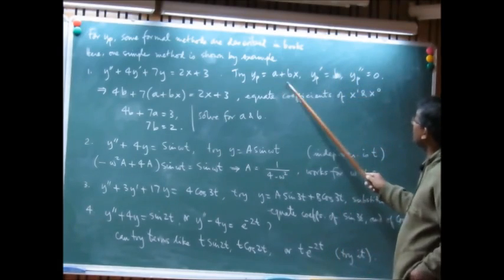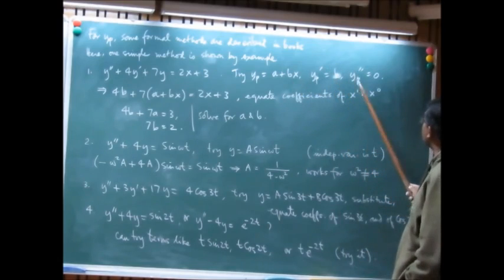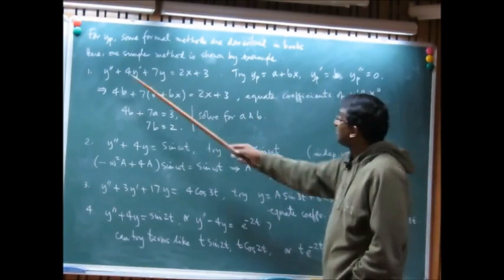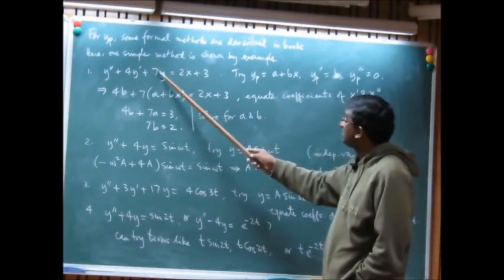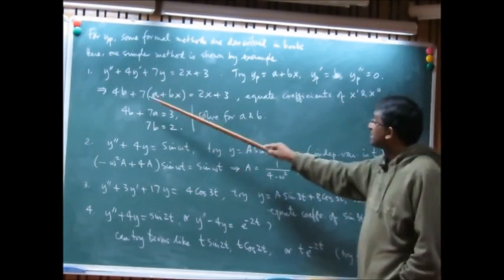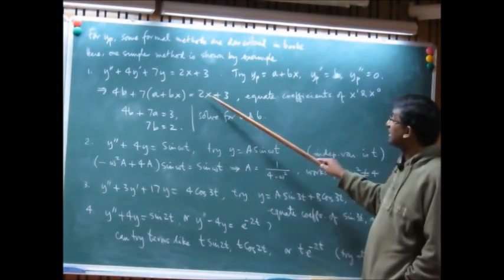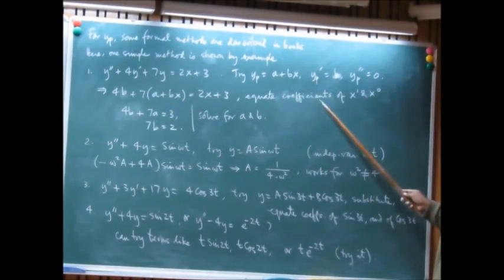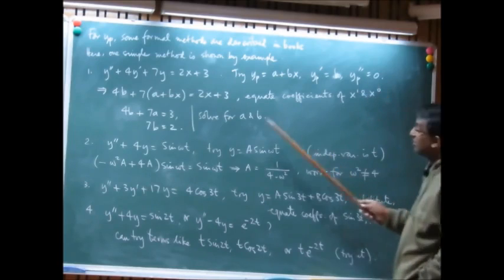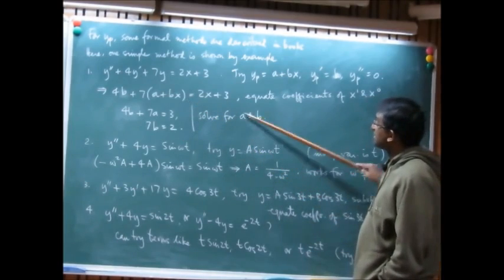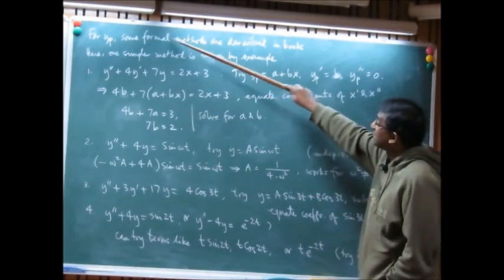So yp is a plus bx, yp prime is b, yp double prime is 0. When we substitute this here, 0 plus 4 times b plus 7 times a plus bx is 2x plus 3. We can separate out the constant part and the part which contains x, which is the same as equating the coefficients of x to the power 1 and x to the power 0. When we do this, we get two simultaneous equations which we solve for a and b. Once we solve for a and b, we have our particular solution.